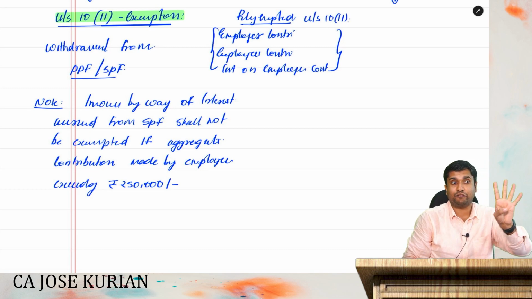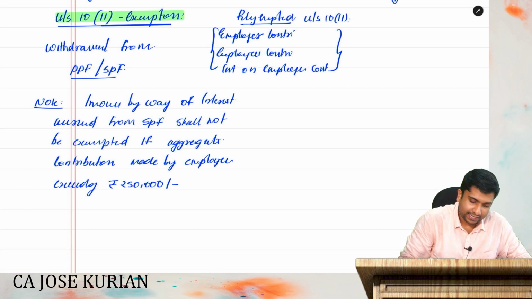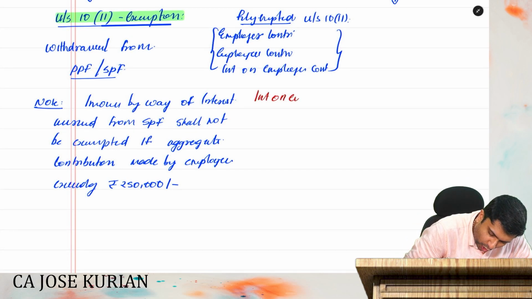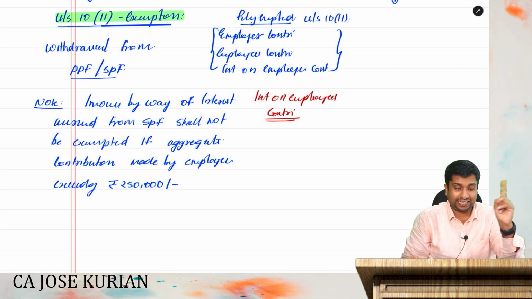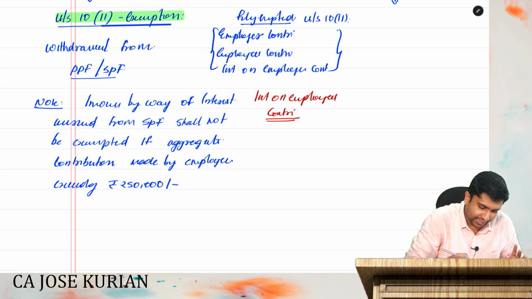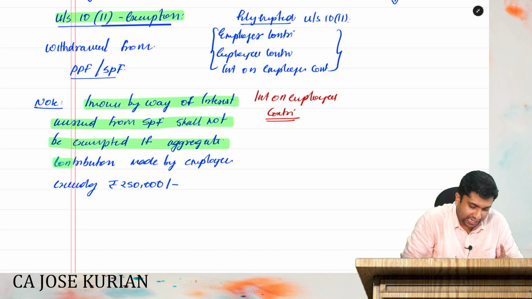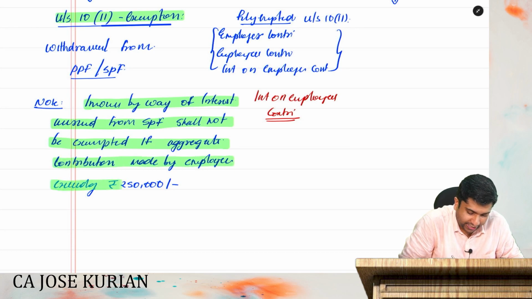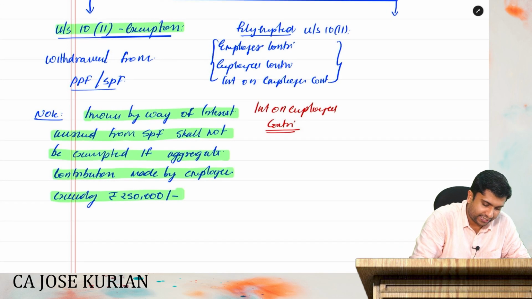But there is a restriction for the fourth component, which is the component missing in this list. Which is that? Interest on employee contribution. Interest on employee contribution is also exempted, but there is a limitation. What is that limitation? They say income by way of interest accrued from SPF shall not be exempted if the aggregate contribution made by the employee exceeds 2,50,000 in a year. We can write 'in a year' at the end as well.